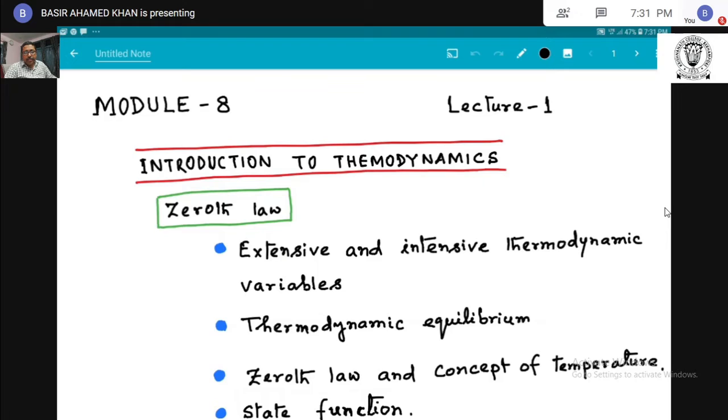Today I mainly discuss what is the thermodynamic system, what you mean by thermodynamic system, extensive and intensive thermodynamic variables, thermodynamic equilibrium, zeroth law and concept of temperature, and about the state function. Now, what is a thermodynamic system?